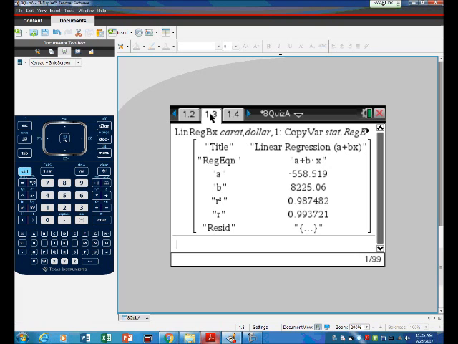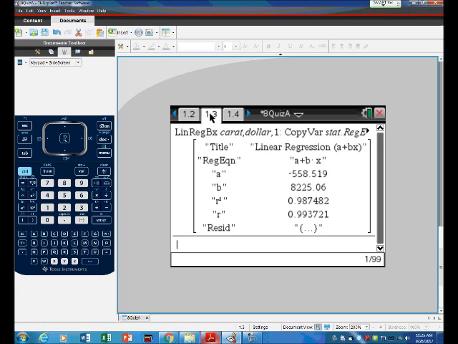So that's really confusing. So basically what I write here is that, yes, the Y-intercept is negative 558.519. That doesn't really make sense in this problem. The Y-intercept really doesn't make sense. All right, let's keep going.